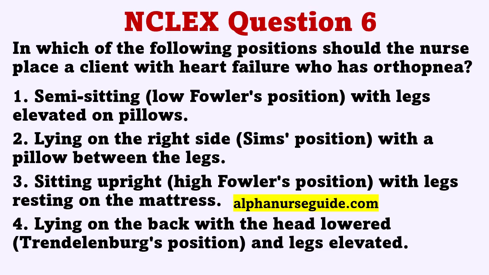The correct answer is 3. Sitting almost upright in bed with the feet and legs resting on the mattress decreases venous return to the heart, thus reducing myocardial workload. Also, the sitting position allows maximum space for lung expansion. Low Fowler's position would be used if the client could not tolerate high Fowler's position for some reason. Lie on the right side would not be a good position for the client in heart failure. The client in heart failure would not tolerate Trendelenburg's position.